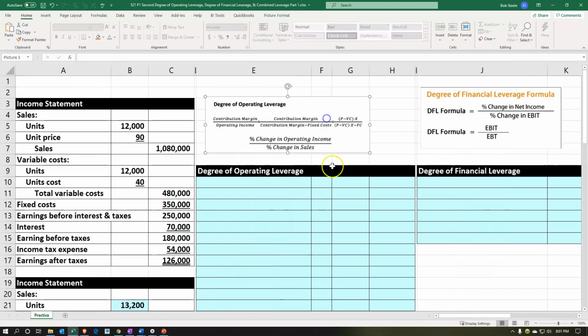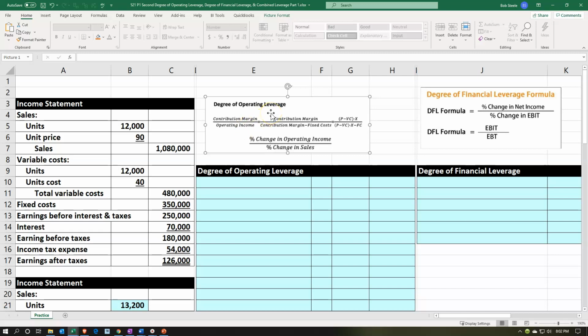So this is going to be our formula up top, degree of operating leverage. There's a couple different ways that you can calculate this. I would memorize it as the contribution margin over the contribution margin minus the fixed costs. You can also think about it even more shortly as the contribution margin over operating income. But you just got to remember your definition of operating income. If you do that, it'll be a little bit faster.